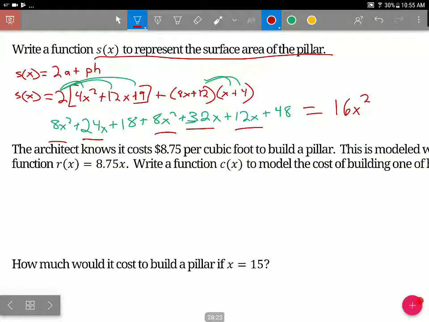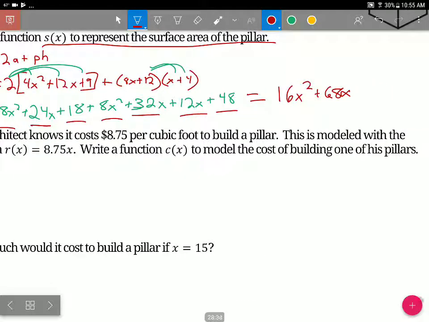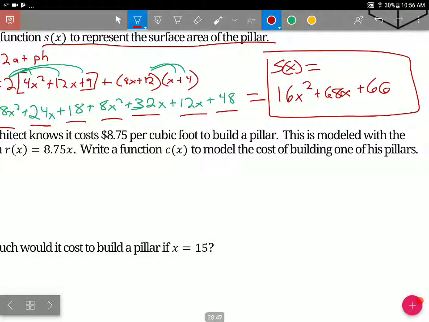3, 4, 5, 6. So 68? Cool. Plus 68x. All right, and I got 18 and I got 48. So that is, I think, 66. Is that it? Yeah. All right, cool. 66. So your surface area equals that.